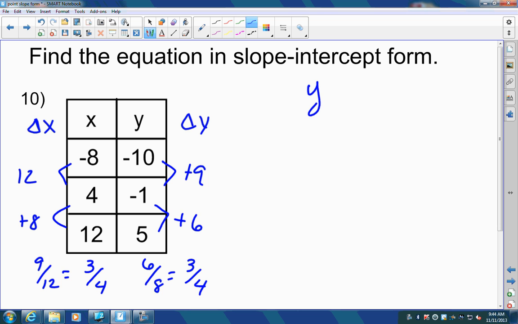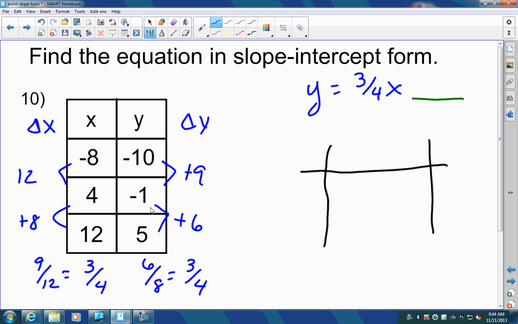My slope is 3/4, so we start off with y equals 3/4 x. Now we need to find the y-intercept. When I go to build my table, out of my points, I normally choose the points that are positive. I like that better. Do you have to use that one? No, but I'm going to use 12, 5. So I have m, which is 3/4, and I'm going to take 3/4 times 12.